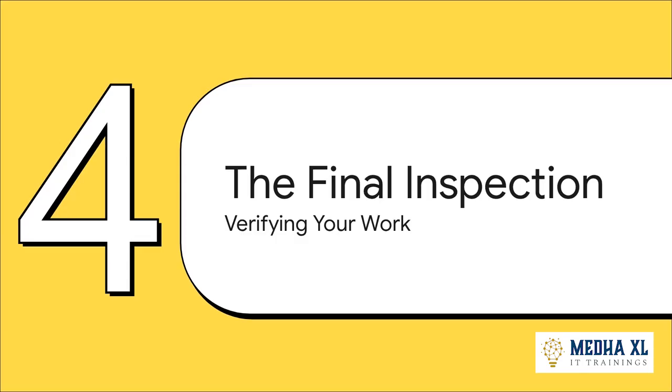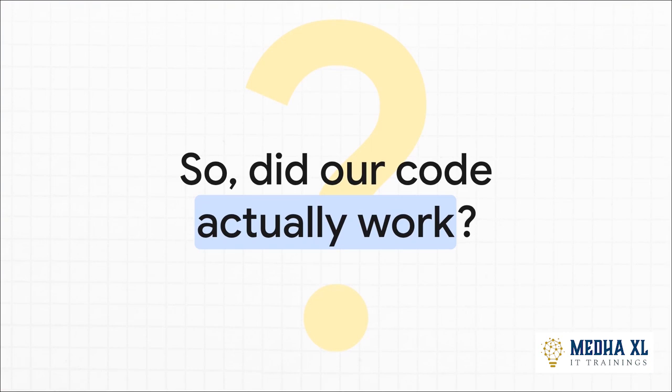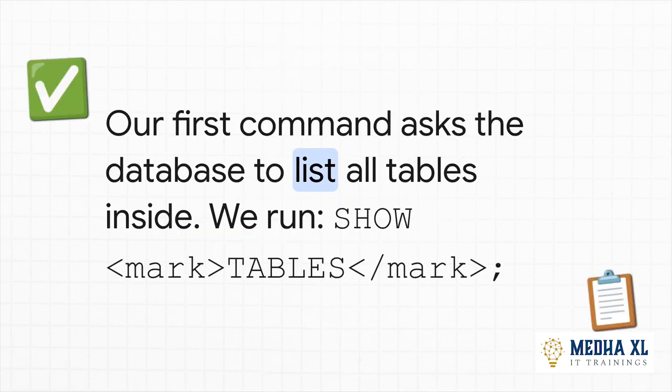So we've handed over our blueprint. We've run the code. The system should have built the structure for us. But you know, any good builder always does a final inspection, right? You got to double check your work. So let's do that right now. So, did it actually work? This is the moment of truth. We ran the command, but is our employees table really there? Let's find out.